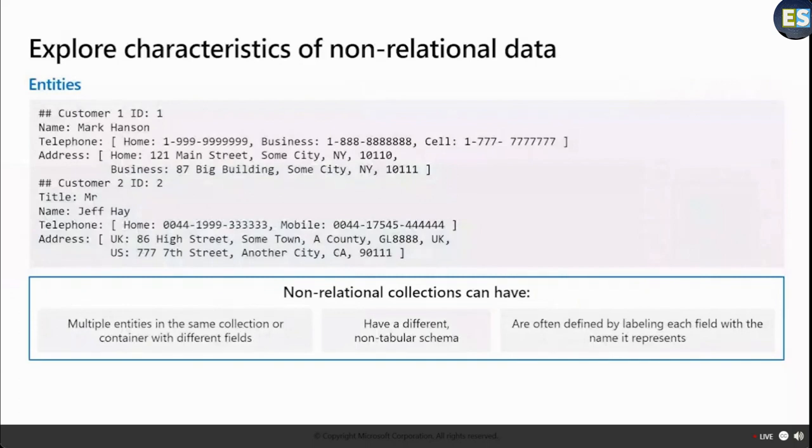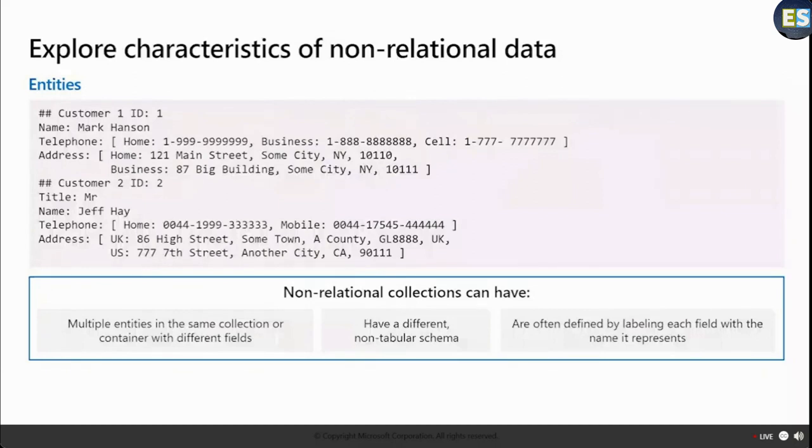If we take a look at this example here, the fields are prefixed with a name, and some fields might actually have multiple subfields. For example, if we look at telephone, we can have a home telephone, a business telephone, and a cell telephone. These multiple subfields are denoted by enclosing them between square brackets. If we wanted to add a new customer to this non-relational data store, it's a matter of inserting an entity with its fields labeled in some meaningful way.